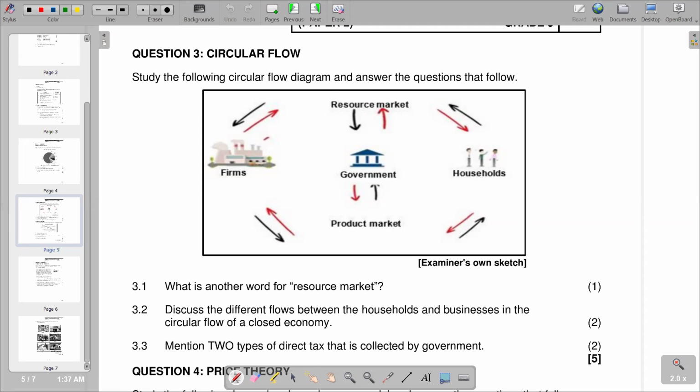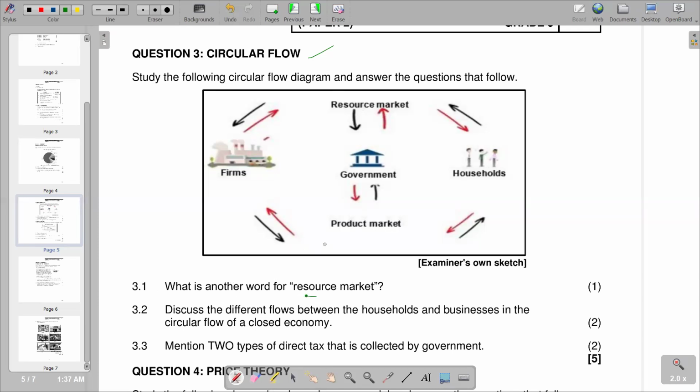In this video, we want to look at a typical question from the match test. So we're going to look at a circular flow question. The question reads, study the following circular flow diagram and answer the questions that follow. You are given a diagram of the circular flow with the participants in the economy: the resource market, households, government, product market, and also firms. The first question asks, what is another word for resource market?